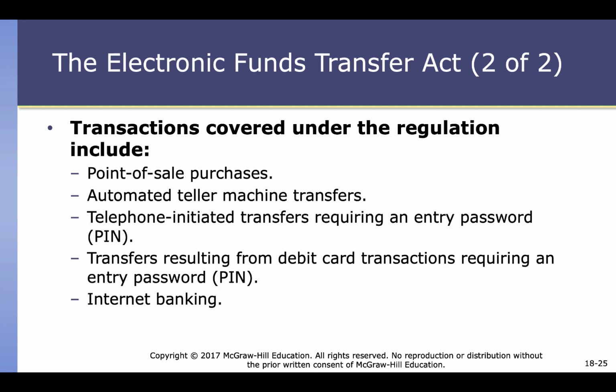This act covers transactions including the following: point-of-sale purchases, automated teller machine transfers, telephone-initiated transfers requiring an entry password or a PIN number, transfers resulting from debit card transactions requiring an entry password or a PIN number, and internet banking. So as you can see, the law of negotiable instruments heavily involves this bank-consumer relationship, which is why there are lots of specific rules and regulations that apply in this arena.